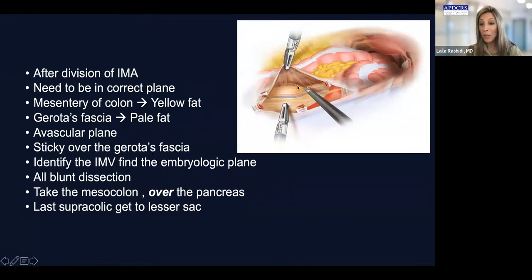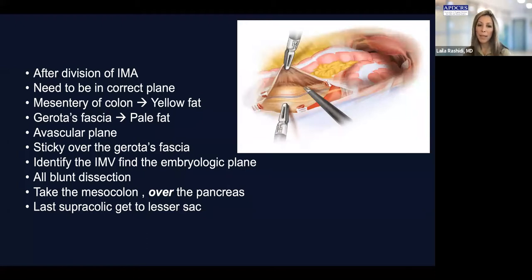You have to be in this correct plane. So the mesentery of the colon is this yellow fat. The Gerota's fascia, like I showed you guys in the previous video, is this pale fat, okay? And this is a very nice avascular plane, and it can sometimes get sticky over that Gerota's fascia. And then you want to identify that IMV. Not in all cases you need to remove it, but definitely if it helps you with having more reach, you can remove it. And for cancer purposes, I always remove it. And then you do your blunt dissection.